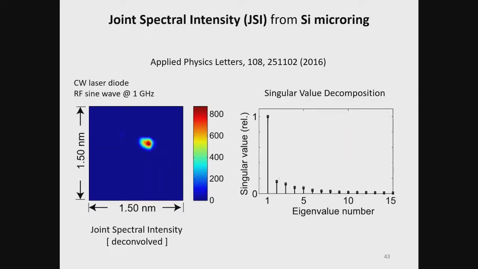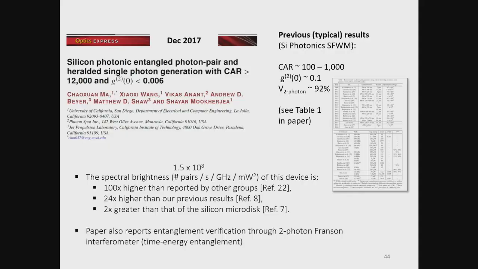Could we get better performance out of that? I think so. Very recently, we pushed the performance of the microring. So now we can get CARs of 12,000. We have a paper now with 19,000. The g2s are actually quite low. Even at a megahertz, it's less than 0.01, which is actually quite good for silicon. The spectral brightness is extremely good. We have a comparison table in there, mostly to show how quickly the field has evolved.